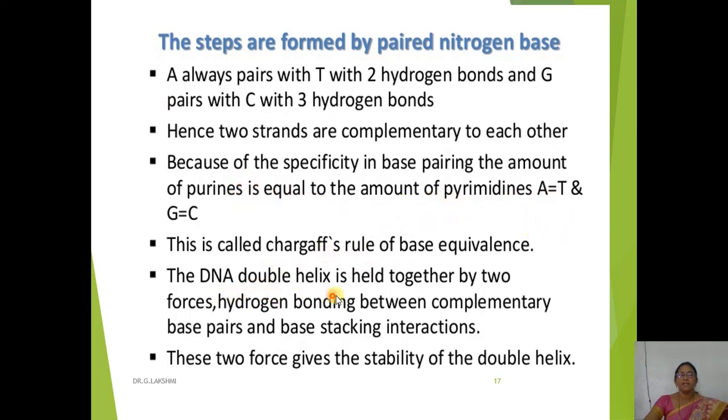The DNA double helix is held together by two forces: hydrogen bonding between complementary base pairs and base stacking interactions. Base stacking interactions are nothing but sugar phosphate backbone interactions. So these two give stability to the double helix.